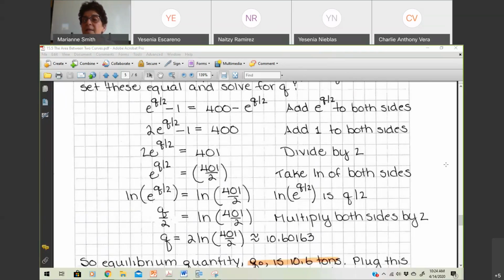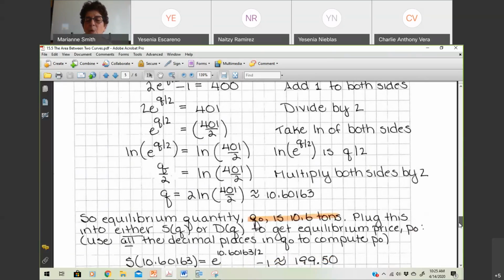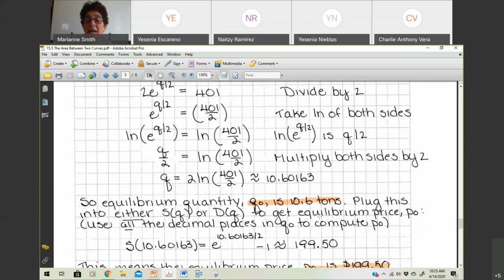Okay, we are not doing calculus here. We are doing algebra. Is everybody all right with the steps that get me to 10.6? So that's my equilibrium quantity. Okay, and again, this is stuff from Math 151. Just solving an exponential. Questions? We're good. So equilibrium quantity is 10.6.